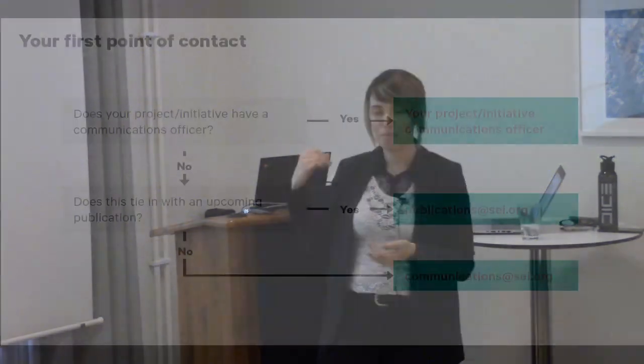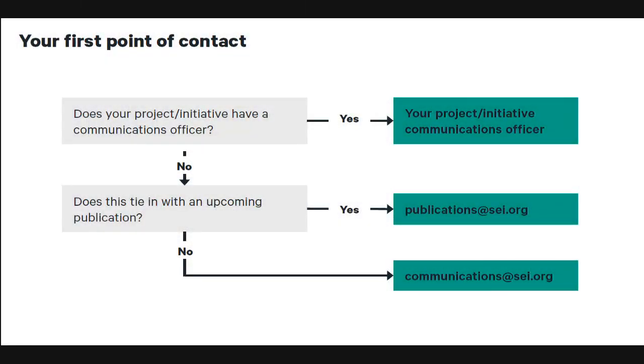So in most cases, you will contact your communications officer. If your project or initiative has a communications officer, contact them. They will be the one that interfaces with the rest of the comms team. They'll find an editor if they're not an editor themselves. They will get it published on the website. They're your point of contact.